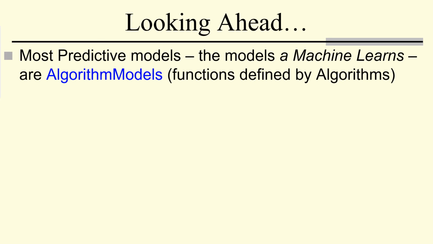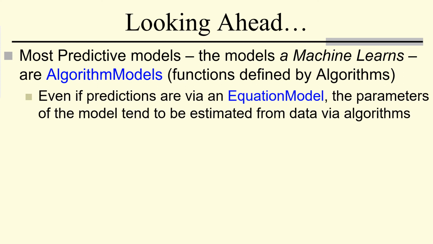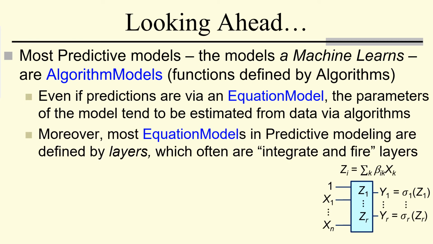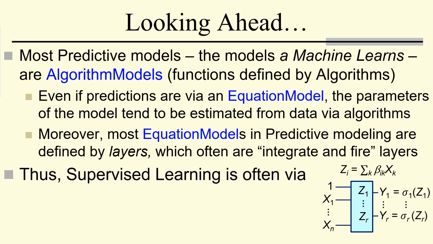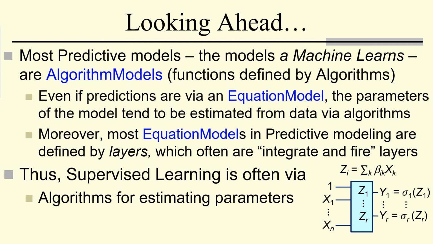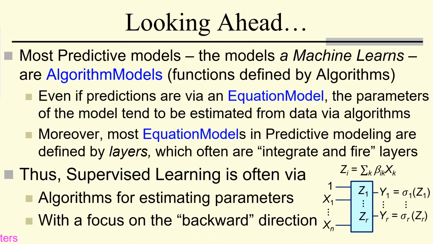So let's look ahead. Most predictive models, the ones the machine learns, are algorithm models, functions defined by algorithms. And even when we use equation models, the parameters tend to be estimated from data via algorithms. But most equation models in predictive modeling are defined by layers, often integrate and fire layers. And notice I used sum and fire earlier. It's actually integrate and fire because, yes, the sums do in a limit become integrals. So supervised learning is often via algorithms for estimating parameters with a focus on the backward direction.